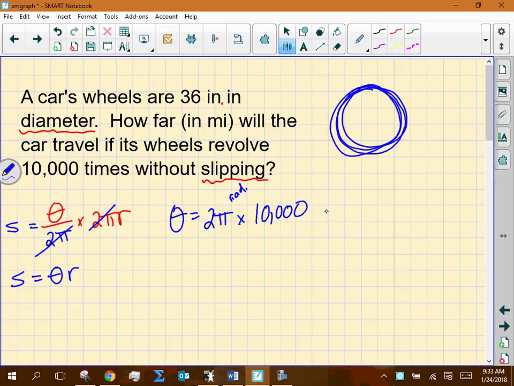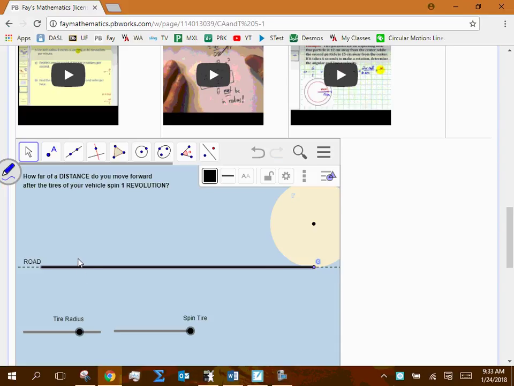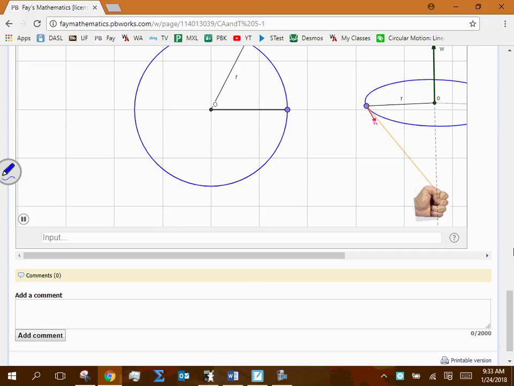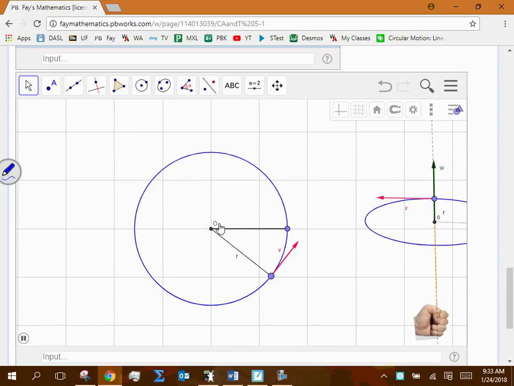Now this 2 pi is radians, and this 10,000 is revolutions, so revolutions is not really a unit here. If I multiply this out, I get 20,000 pi radians, right? That's the angle. If we were to let this angle, this theta that we've been talking about, go around 10,000 times, that angle that has been traced out is going to be 20,000 pi radians. Is that all right? Okay.